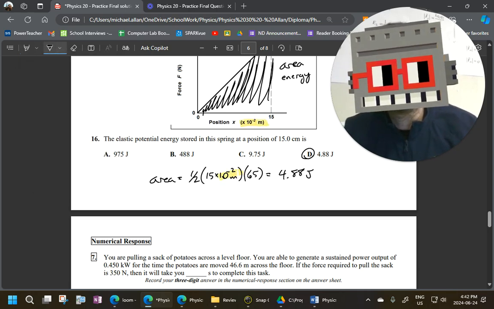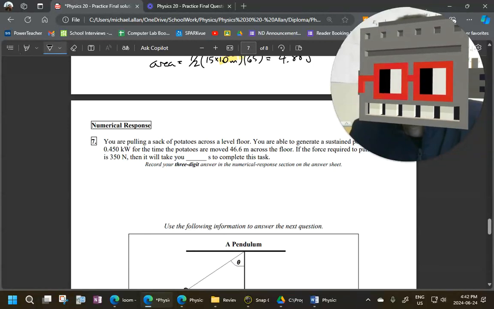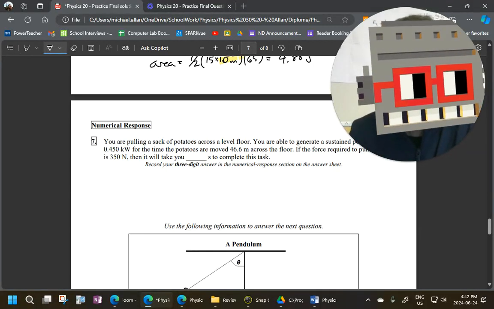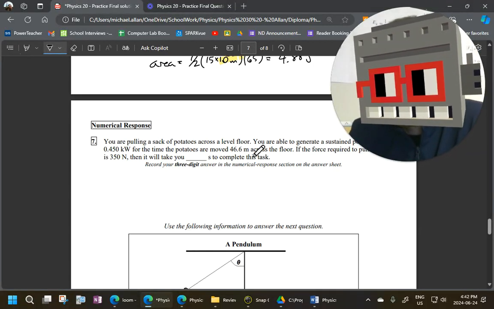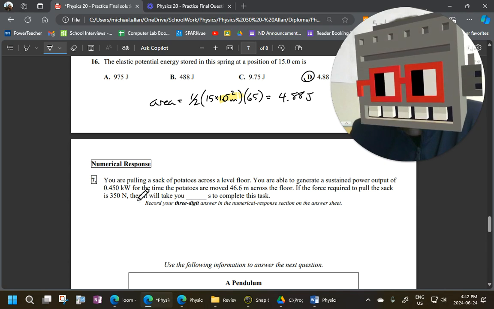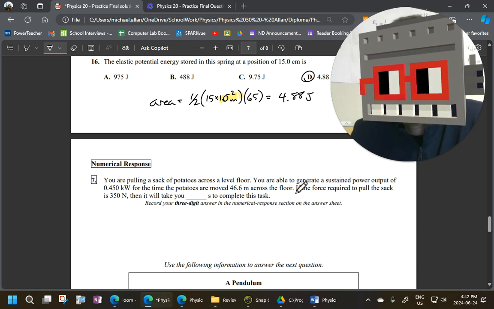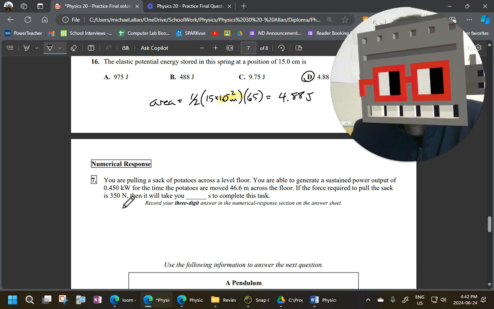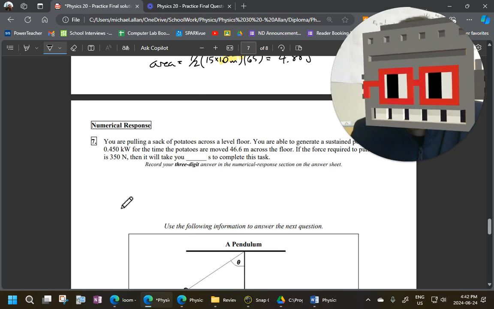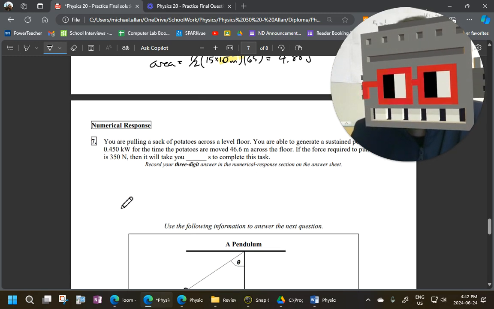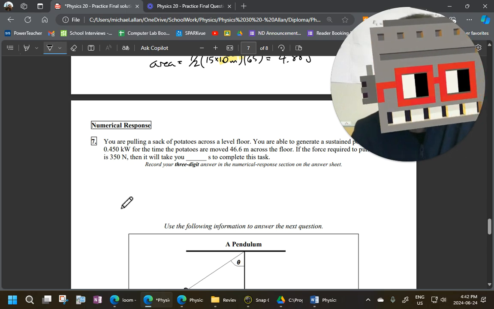All right, cool. Okay, you're pulling on a sack of potatoes along a level floor. You're able to sustain a power output of 0.45 kilowatts. It's very key, kilowatts, for the time to move the sack across 46 meters. If the force required was 35 newtons, then you will take blank seconds to solve this question here.